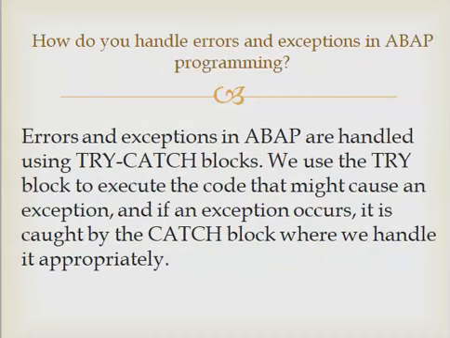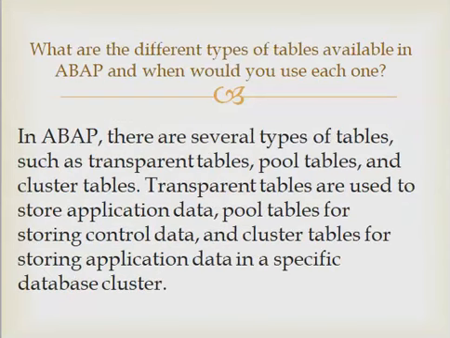How do you handle errors and exceptions in ABAP programming? Answer. Errors and exceptions in ABAP are handled using try-catch blocks. We use the try block to execute the code that might cause an exception, and if an exception occurs, it is caught by the catch block where we handle it appropriately.